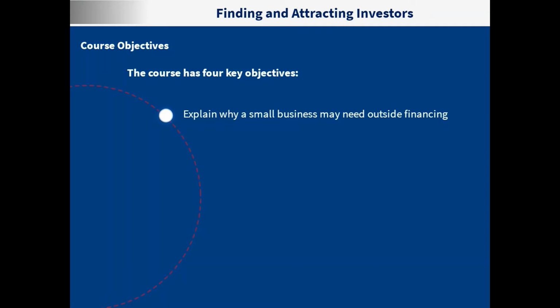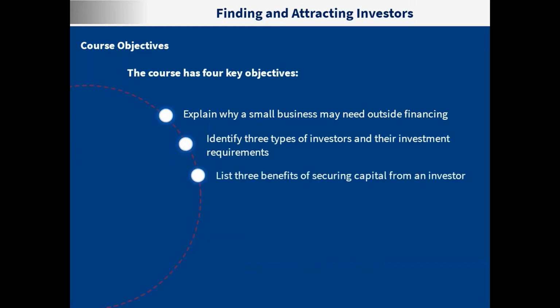Explain why a small business may need outside financing. Identify 3 types of investors and their investment requirements. List 3 benefits of securing capital from an investor. List the typical steps in the process of finding investors.